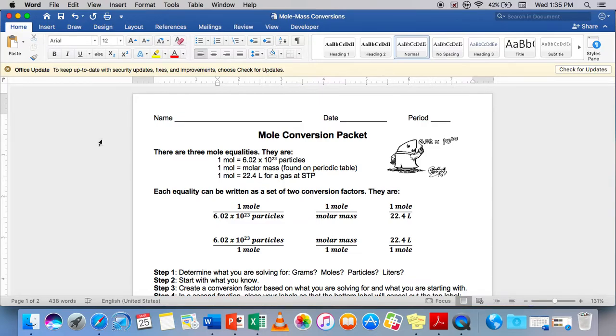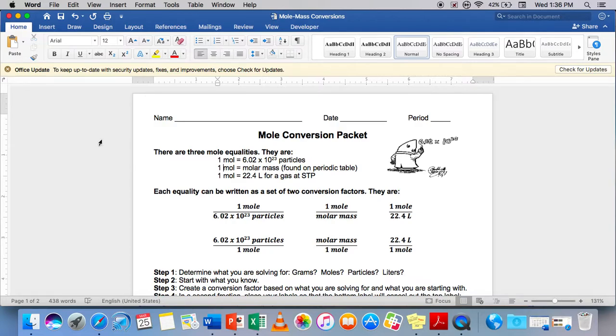Alright, in this video, we are going to start our mole conversions. Okay, you are going to need your mole map, and you are also going to need a periodic table. So let's start talking about our mole conversions, and then we're going to get into our first conversion today, which is the mole mass conversions.